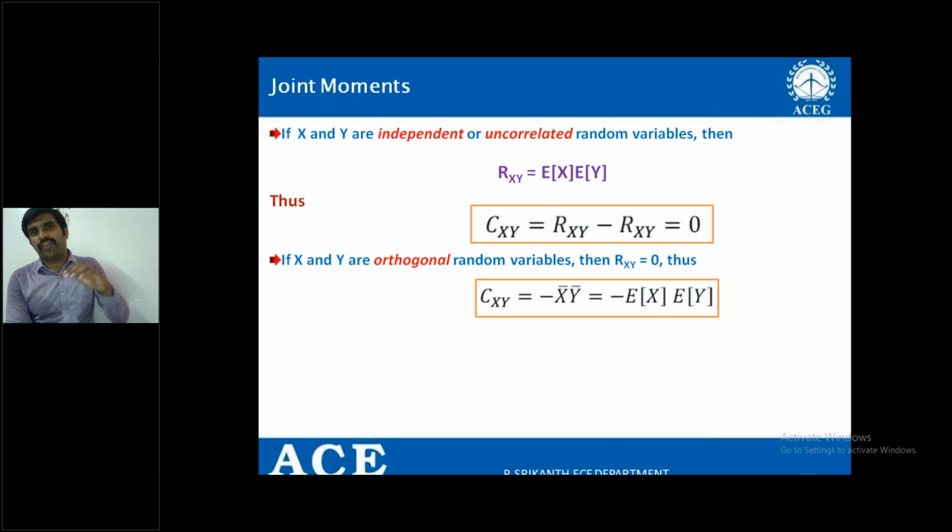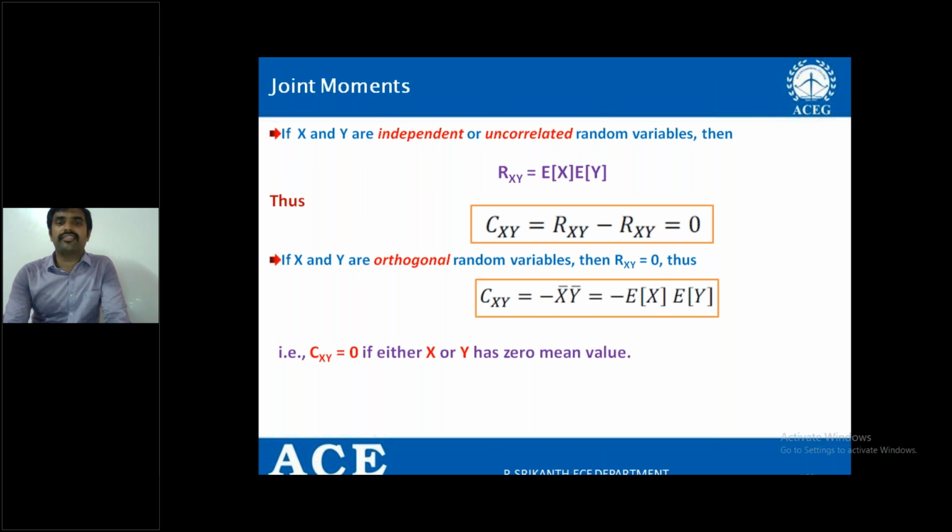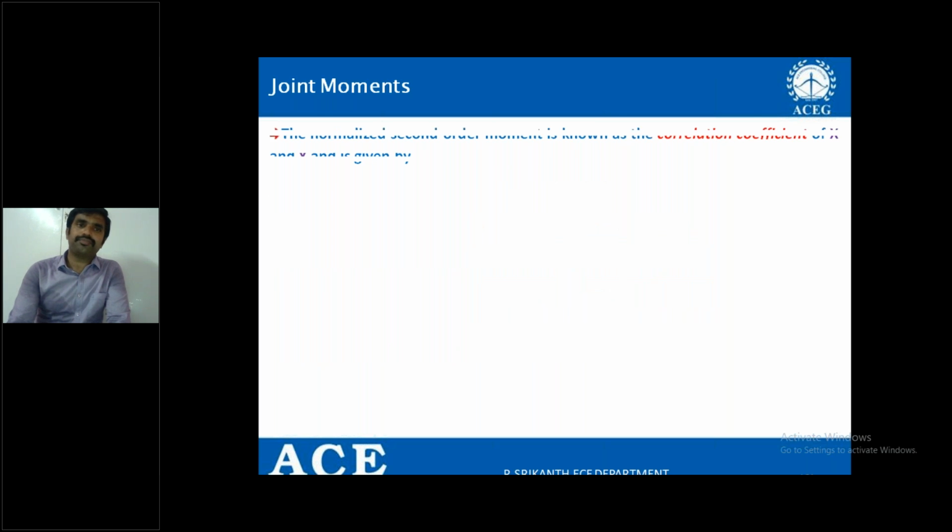So whenever the two random variables are independent or uncorrelated, what is going to happen to the covariance? The covariance will be absolutely equal to 0. If the two random variables are orthogonal, what is going to happen to the covariance? The covariance equal to minus of the means of the random variables, that is x bar into y bar. Am I clear? Right. That is, Cxy equal to 0 if either x or y has 0 mean value. Of course, if there are 0 mean values, Cxy will be equal to 0, right?